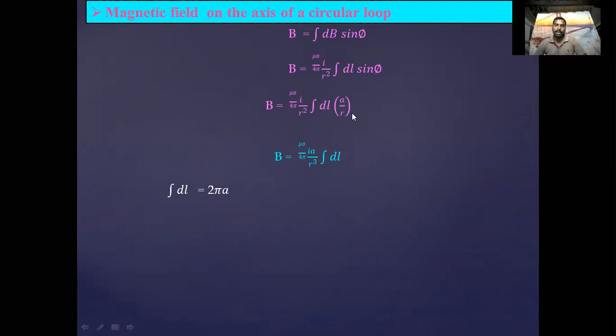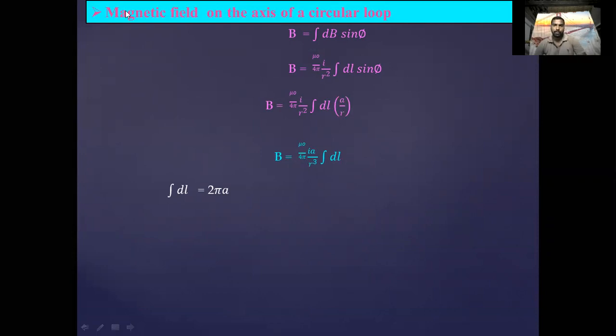Now R is a constant value, that is the distance between dl and the point P. And a is also a constant, that is the radius of the circular loop. So B is equal to mu naught by 4 pi into I a by R cube integral dl.